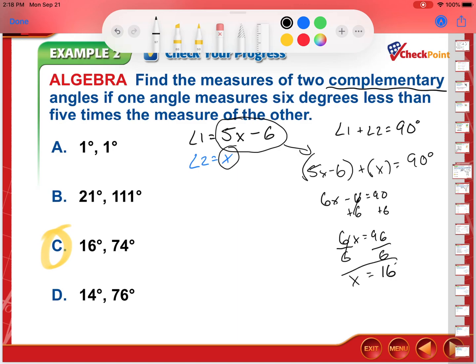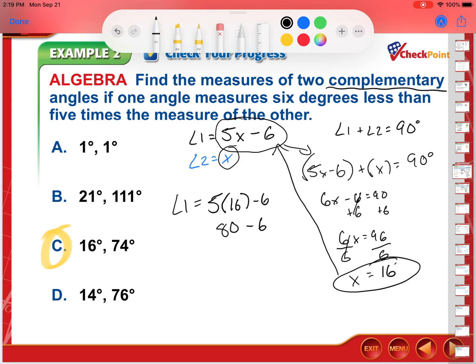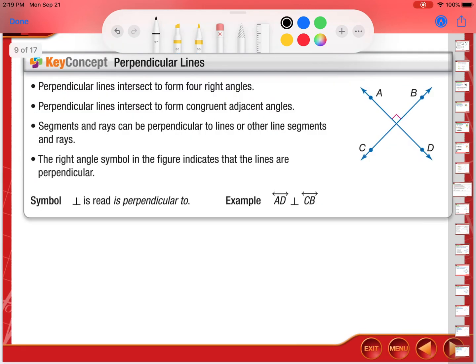So I'm going to take my x equals 16, and I'm going to plug it back in to the angle 1 equals 5x minus 6, just to make sure that it is in fact 74 degrees. So I have 5 times 16 minus 6 equals angle 1. So 5 times 16 is 80 minus 6. And so angle 1 should equal 74 degrees. So that checks out. So we're good to go.